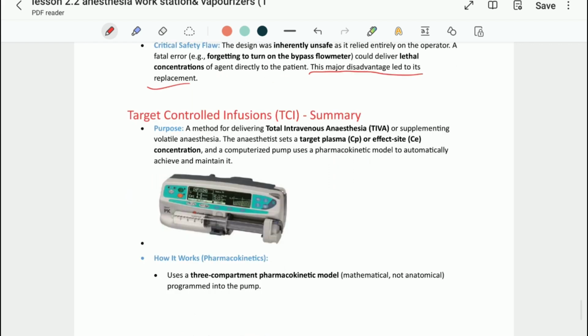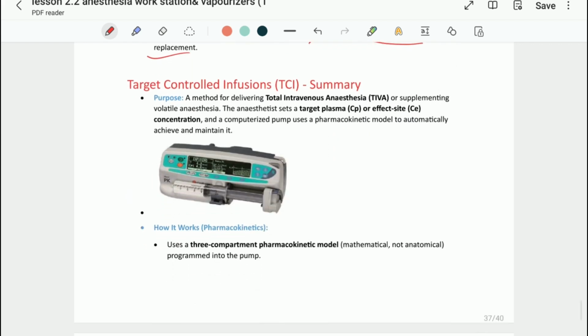Now let's discuss the target controlled infusions. Although these are not part of the vaporizers, these are for intravenous agents. But because of their innovative nature, I've lightly discussed it here. So the purpose of target controlled infusion is to deliver total intravenous anesthesia or supplement the volatile anesthesia. The anesthetist sets a target plasma concentration or effect site concentration, and the computerized pump uses a pharmacokinetic model to automatically achieve and maintain it.